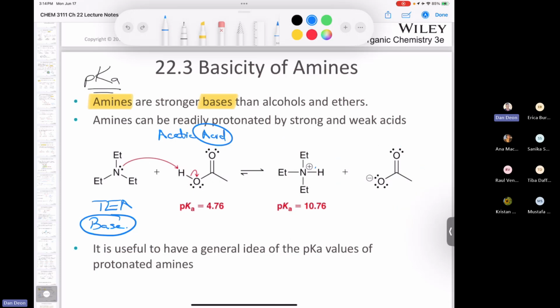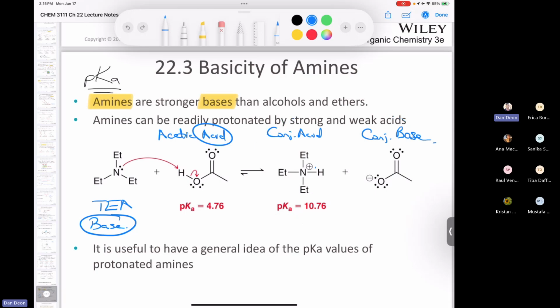Well, we have our base and our acid labeled. This would be our conjugate acid and this would be our conjugate base. The equilibrium is going to lie to the side of the weaker acid. You can see here that the pKa of the triethylammonium ion is about 11, whereas acetic acid is about 5. So the equilibrium is going to lie to this side.